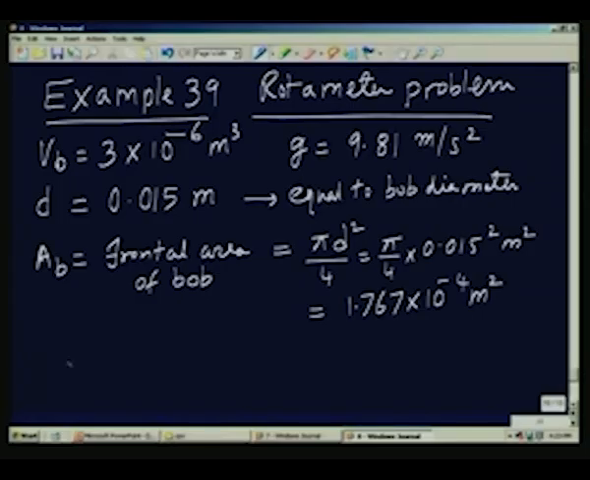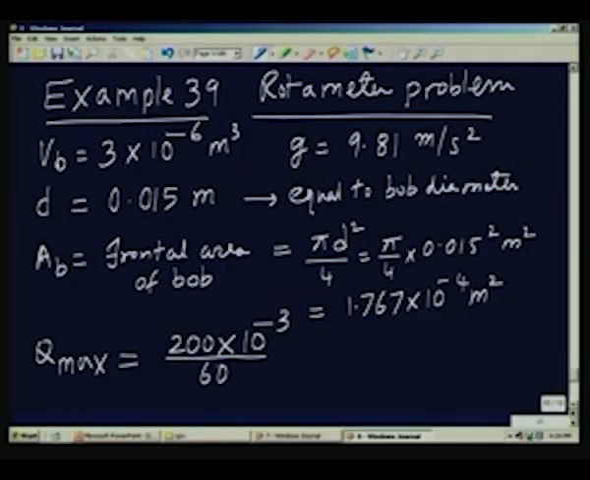We are also given the maximum flow rate, which we will write as Q max. It is given as 200 liters per minute. One liter is 10 to the power of minus 3 cubic meters, divided by 60, because it is given in liters per minute and I am calculating per second. So this will be so many cubic meters per second. This comes to 3.33 into 10 to the power of minus 3 cubic meters per second.